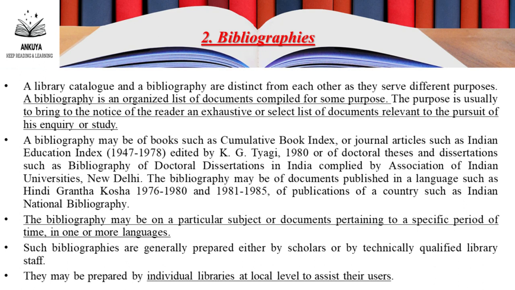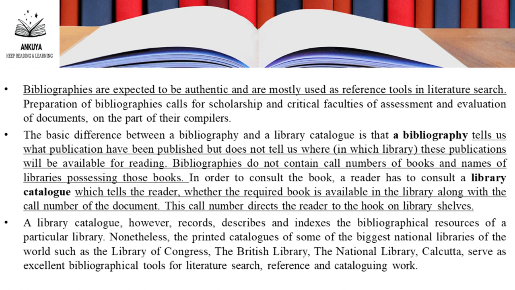They may be prepared by individual libraries at local level to assist their users. Bibliographies are expected to be authentic and are mostly used as reference tools in literature search. Preparation of bibliographies calls for scholarship and critical faculties of assessment and evaluation of documents on the part of their compilers. The basic difference between a bibliography and a library catalog is that a bibliography tells us what publications have been published but does not tell us where, in which library, these publications will be available for reading. Bibliographies do not contain call numbers of books and names of libraries possessing those books.